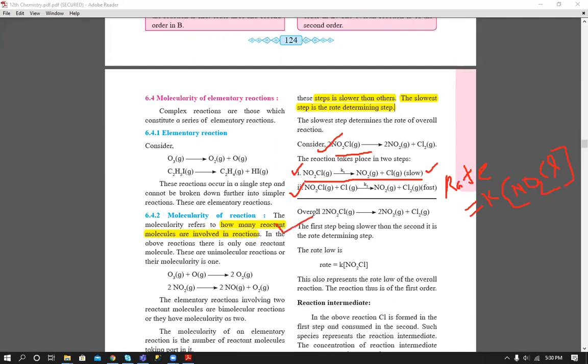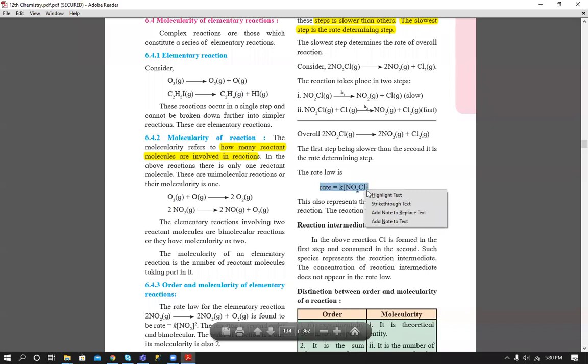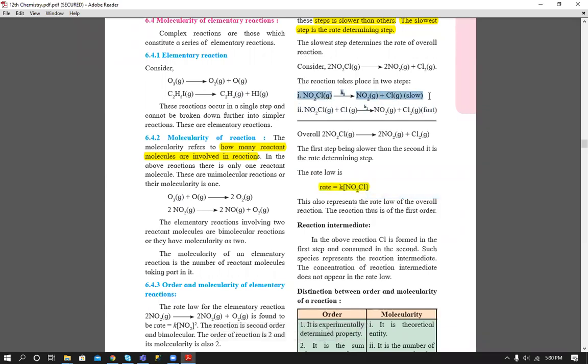Okay, as it is written, the first step being slower, it is the rate determining step. So it is written here. Always remember, in problems these reactions are given as slow and fast. So the slowest step is the rate determining step. It is given as the slowest step, just highlighting.